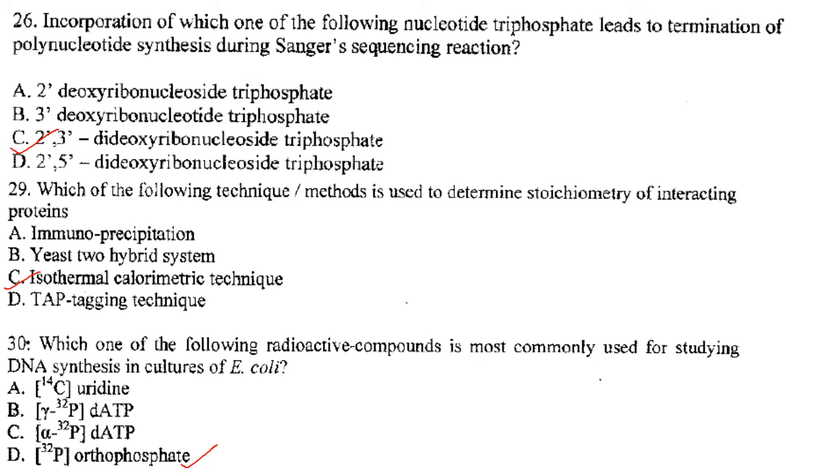Then next one. Which of the following radioactive compounds is most commonly used for studying DNA synthesis in cultures of E. coli? DNA contains a large quantity of phosphate and there are phosphodiester linkages also. So it will be P32, phosphorus 32, that is most commonly used for studying DNA synthesis in cultures of E. coli. So answer is option D.